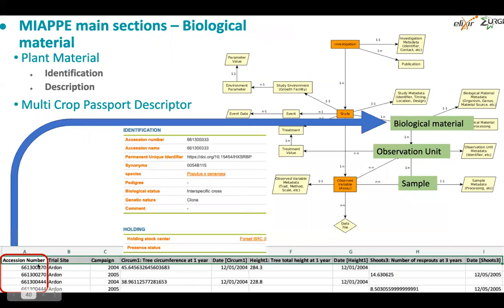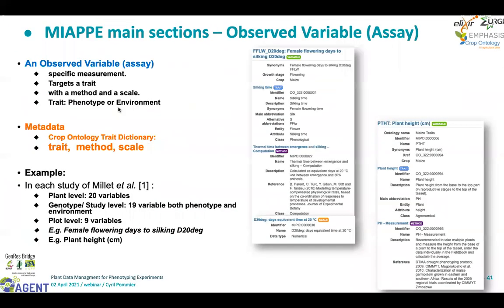And once again, this accession number from your data file is linked to your biological material, which handles all the identification, description, synonyms of your plant material. Following is the assay level.